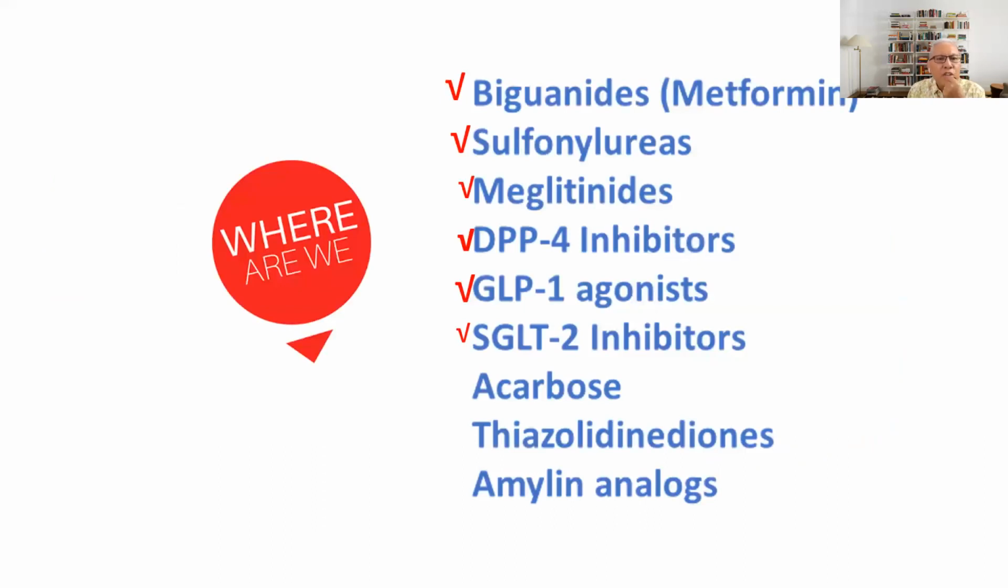Okay, so we have finished talking about biguanides, sulfonylureas, meglitinides, DPP4 inhibitors, GLP1 agonists, SGLT2 inhibitors. We're going to talk next about acarbose, thiazolidinediones, and amylin analogs. Now it's 7 o'clock, so let's just take a 5-minute break and we'll just discuss these 3 drug classifications last, and we will be done. Okay, so let's take 5 minutes.